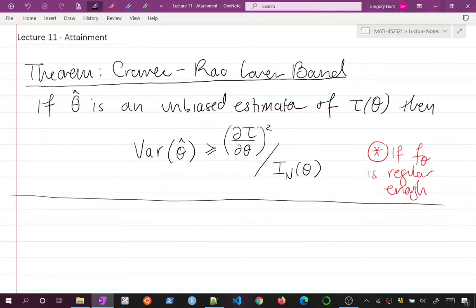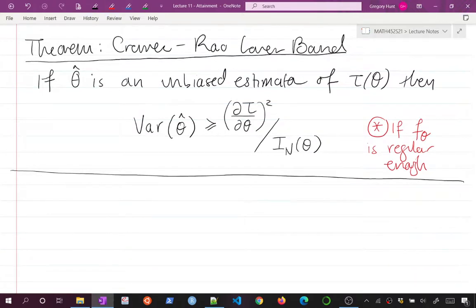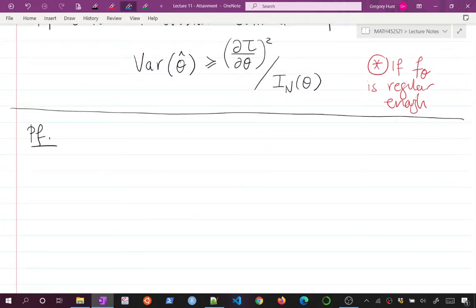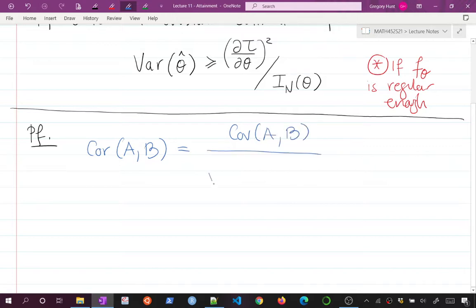Let's actually start off this lecture by looking at a proof of it. We saw last time how it can be used, and let's actually write out a proof. The proof is not too bad. The proof relies on a couple facts about correlation. So if I have two random variables, A and B, the correlation between A and B is defined as the covariance between A and B divided by the square root of the variance of A times the variance of B.